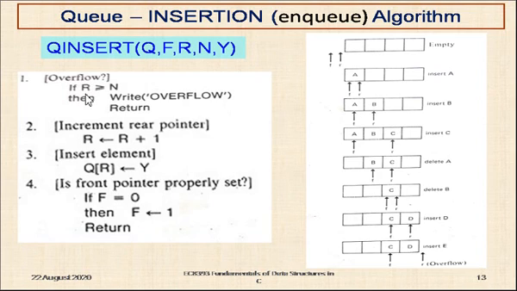It is checking if R is greater than or equal to N. What is R here in this example? 0. N is 4. 0 is not greater than or equal to 4. So the condition fails. That means what? The queue is not full. That's the meaning. So we can insert the element.